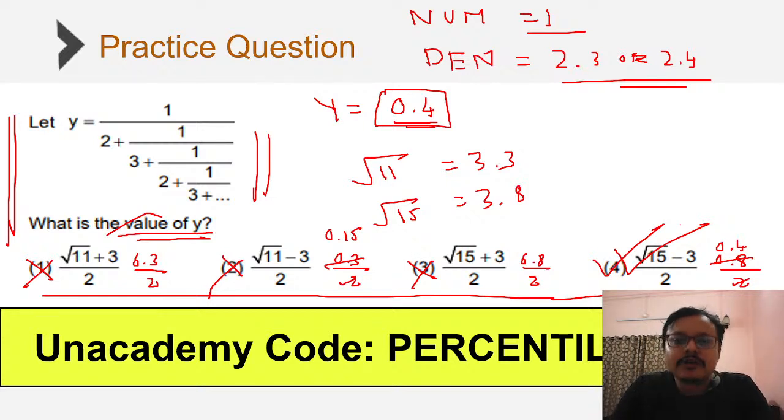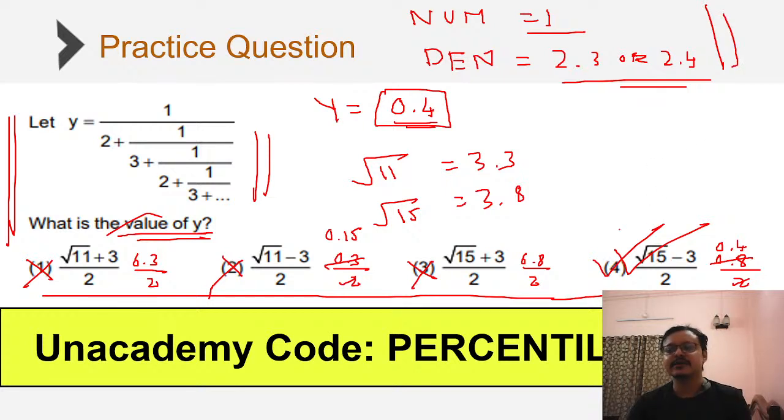So that is how you could have simply looked at the question. You could have got the approximate denominator as around 2.3, 2.4. You could have got the fraction and you could have immediately marked the answer as option D. Madhur, option D is the correct answer for this question.